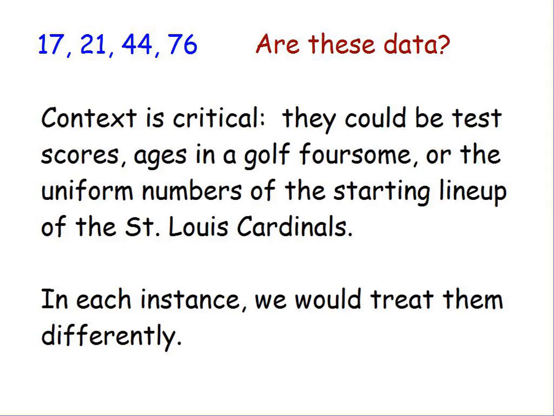They could be test scores, they could be ages in a golf foursome, they could be the uniform numbers of the starting lineup for the St. Louis Cardinals. So without that context, we can't categorize them as data. The best we can say is they are simply numbers. So, are these data? No. That context, what do they represent, is absolutely crucial.